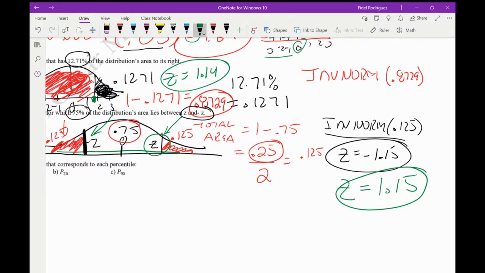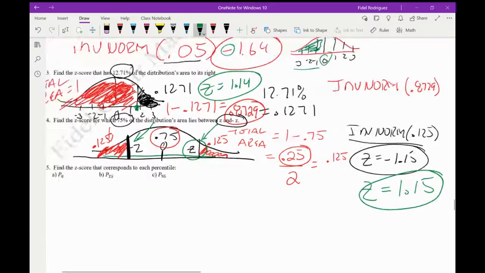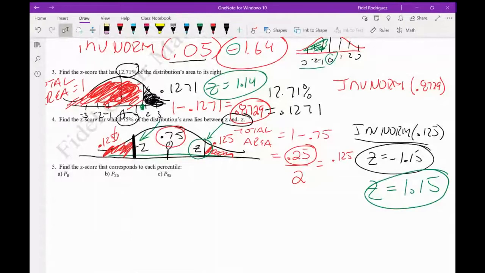So again, the picture really helps because it breaks everything down for me. It helps me figure out what kind of answer I should be coming up with. And as long as I remember stuff like the total area is 1, then I can find some of these missing pieces.